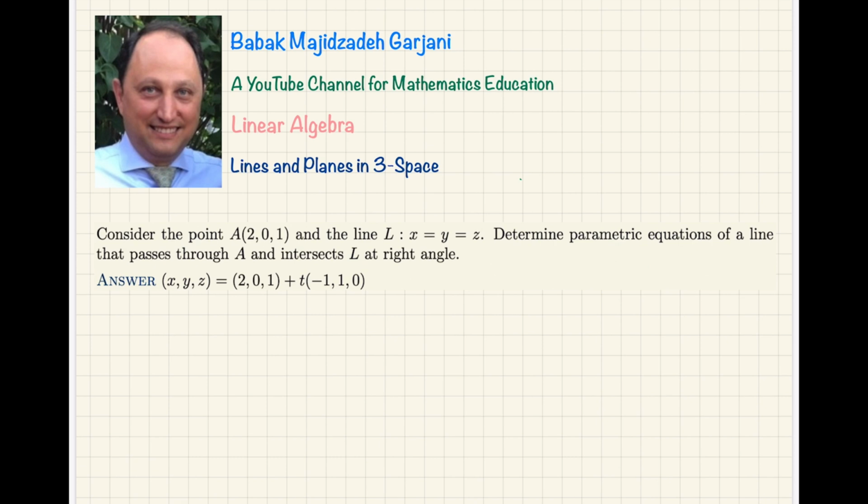Consider the point A with coordinates 2, 0, and 1 on the line L with equation x equals y equals z, the canonical equation of my line. Determine parametric equations of a line that passes through A and intersects L at right angle.